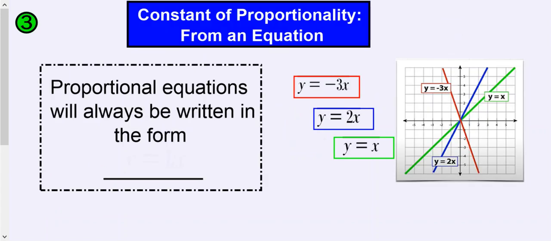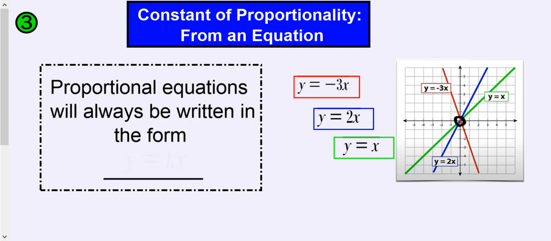Alright, constant of proportionality from an equation. So you can see here we have 3 different equations. We have y equals negative 3x, y equals 2x, and y equals x. And the lines are plotted on the graph here to the right. You can see that each one is a straight line. And this tells us all of these points are going through the origin, point 0, 0. So they are all proportional relationships.